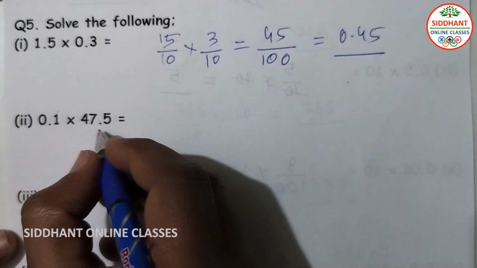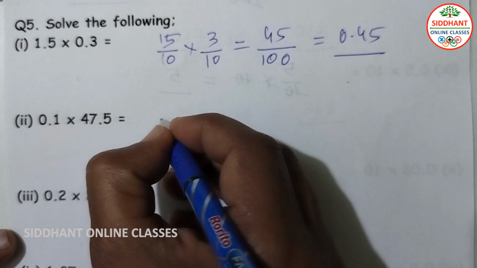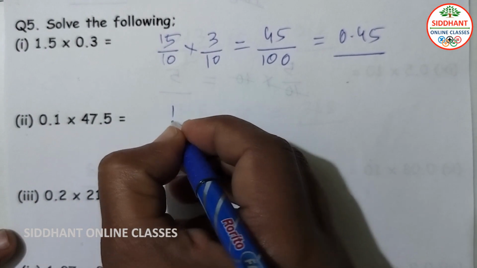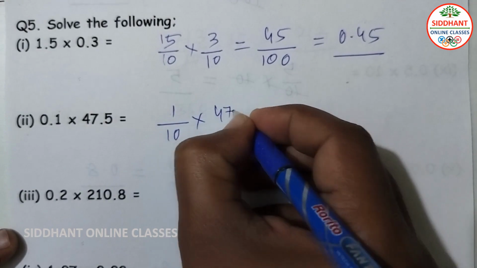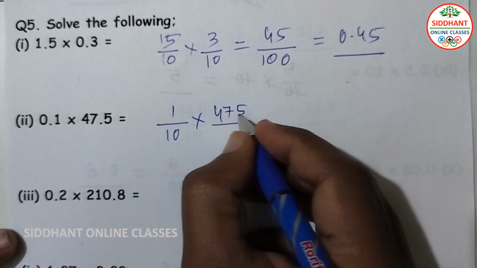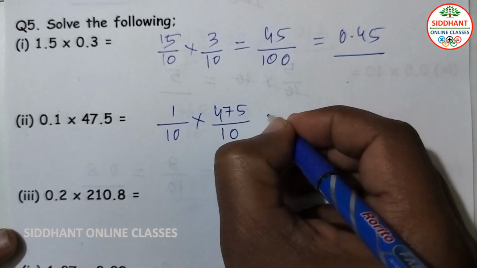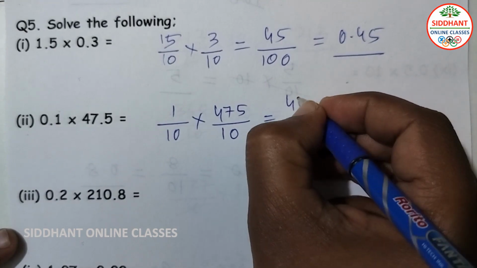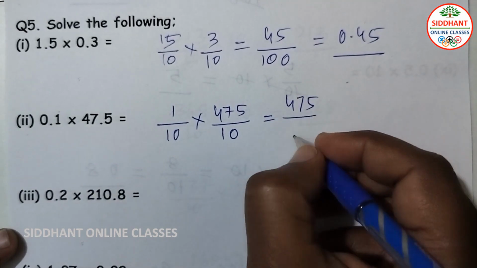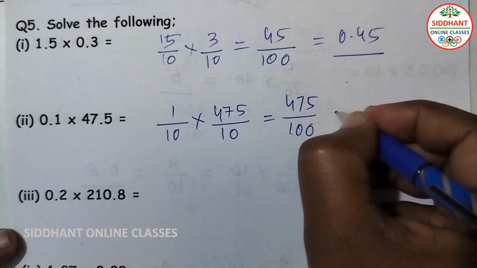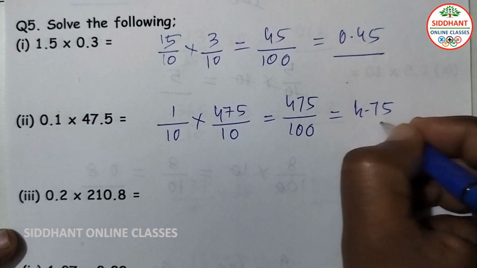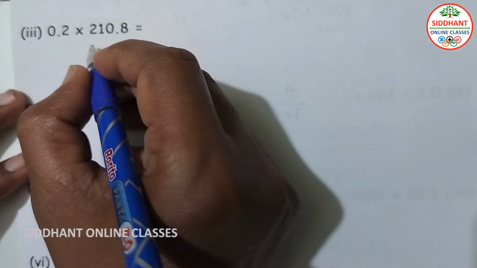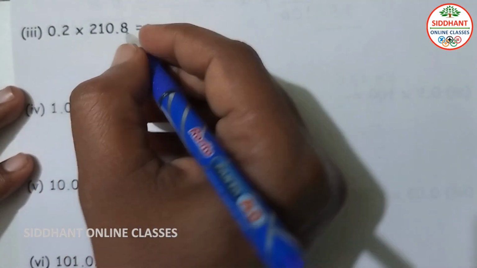Second one, 0.1 into 47.5. So here 0.1 can be written as 1 by 10. 47.5 can be written as 475 by 10. That equal to 475 by 100. That equal to 4.75.